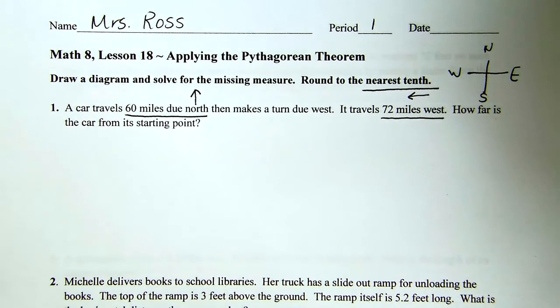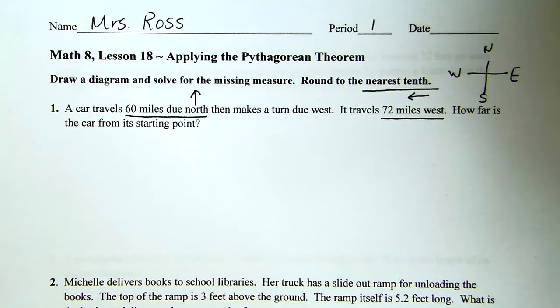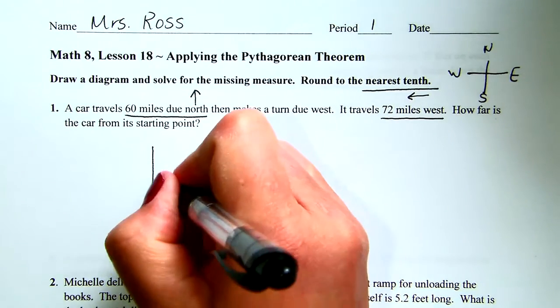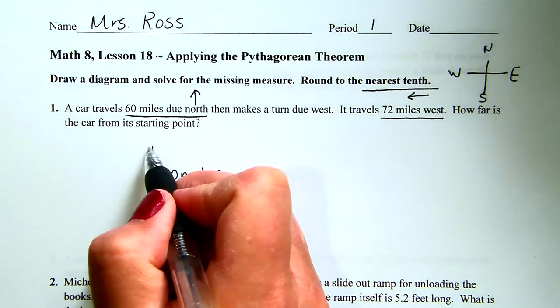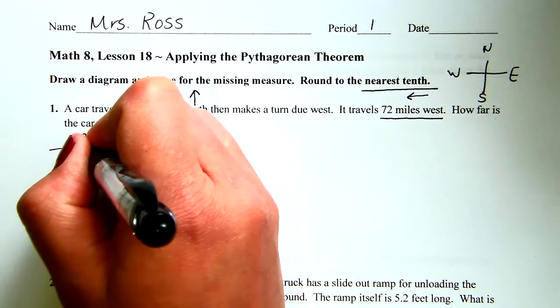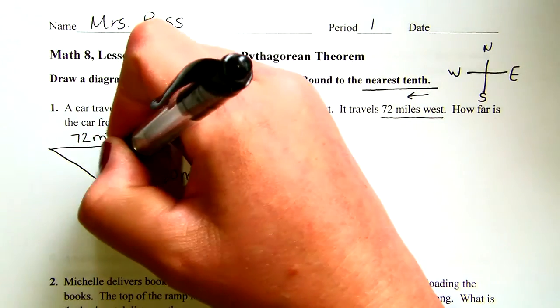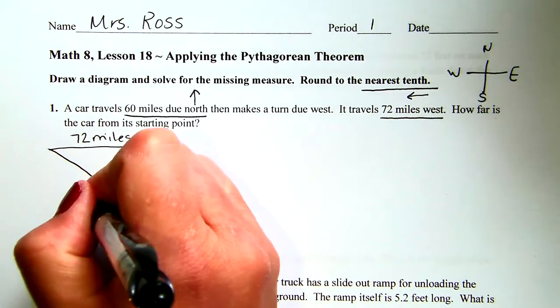Now it's asking me how far the car is from its starting point. So let's draw that diagram. We first travel 60 miles north, so I'm going to draw a line going up, and I'm going to put 60 miles next to it. Then the car makes a turn going west. I have to have another line, and I'm going to write 72 miles. Now, every time that we're working with Pythagorean Theorem, we will have a triangle. That means that now what I have is a diagonal. And my question is, how far is the car from its starting point? That is what I'm trying to find.